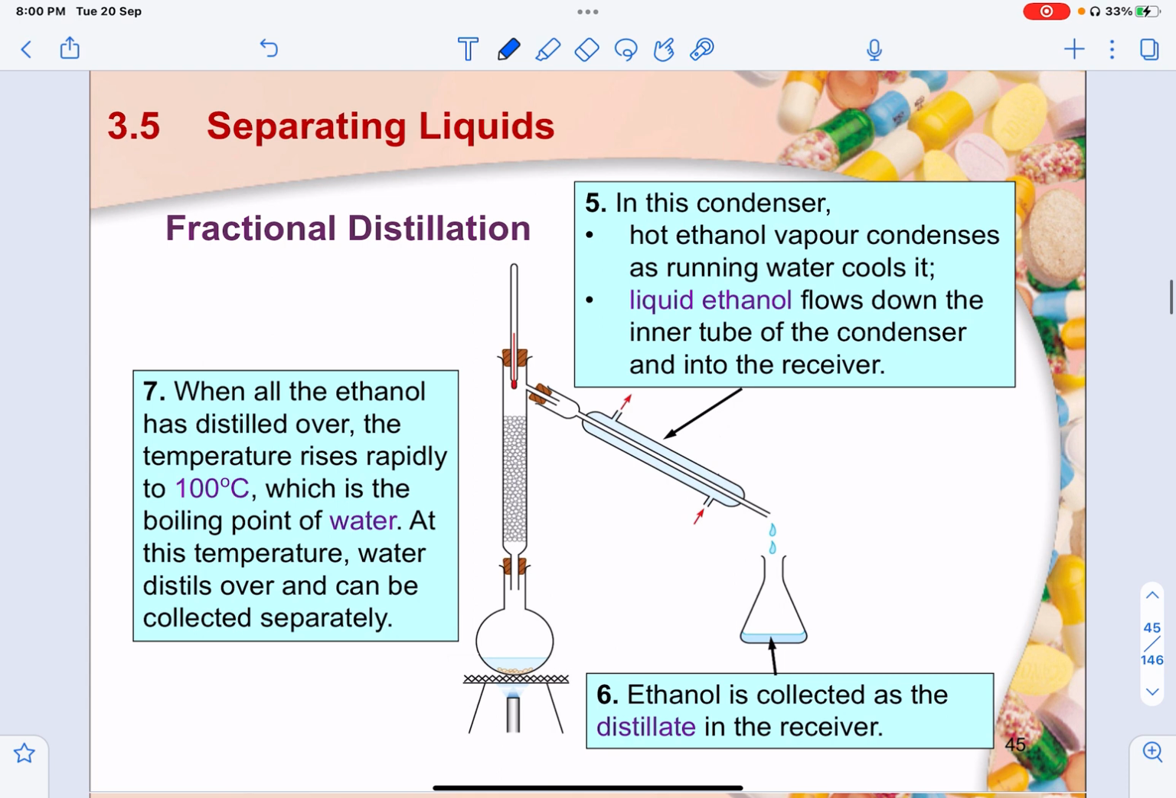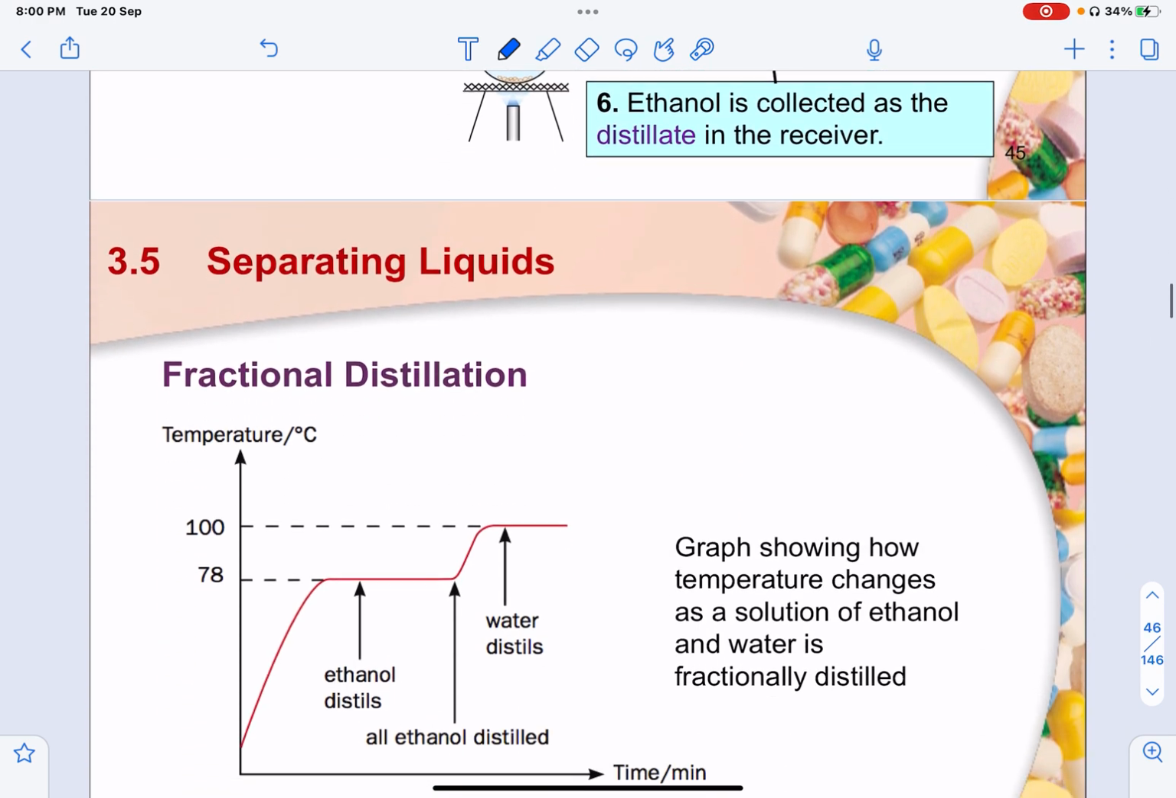Okay. When the ethanol is in the condenser, the hot ethanol will then slowly condense as it's cooled by the running water. And then the liquid ethanol will slowly flow down the inner tube of the condenser into the receiver. Ethanol is collected as distillate in the receiver, and when all the ethanol has distilled over, the temperature rises rapidly to 100 degrees Celsius, which is the boiling point of water. And at this temperature, the water will then distill over and can be separated slowly.